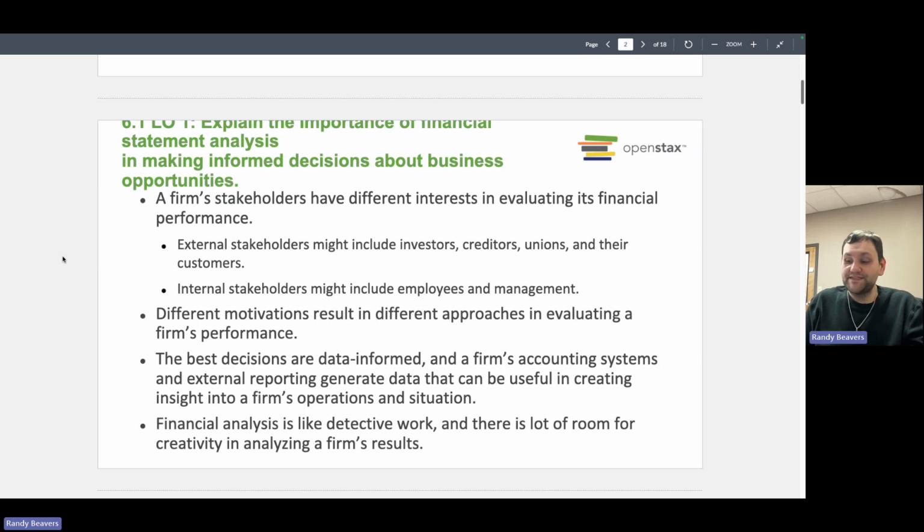Acquiring financial analysis skills takes time, and you have to learn from experience that accounting data and ratios are only the tip of the iceberg when it comes to evaluating firm results. The data and ratios evaluated must be placed in the context of the firm's competitive and economic environment.